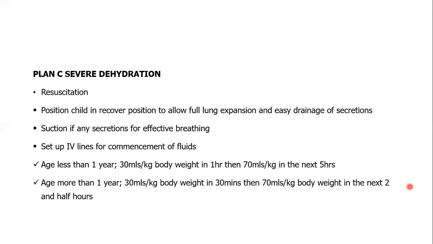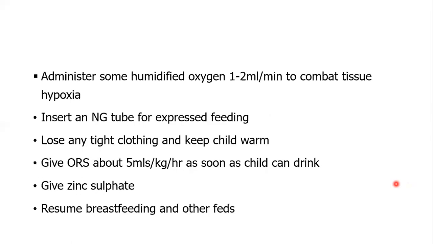And if it's a person aged more than 1 year, you are going to give 30 ml per kg body weight in 30 minutes, then 30 ml per kg body weight in the next 2.5 hours. And then administer humidified oxygen, 1 to 2 ml per minute to combat tissue hypoxia. This is in children, but if it's an adult, you are going to give 4 to 5 ml per minute of humidified oxygen to combat tissue hypoxia.